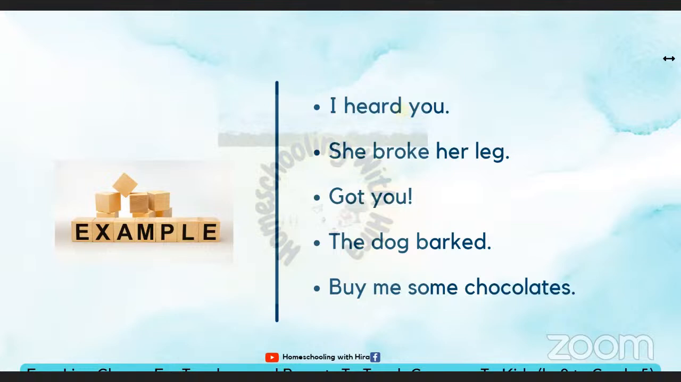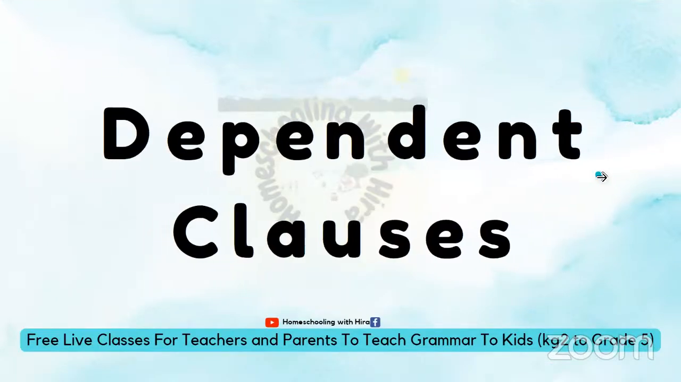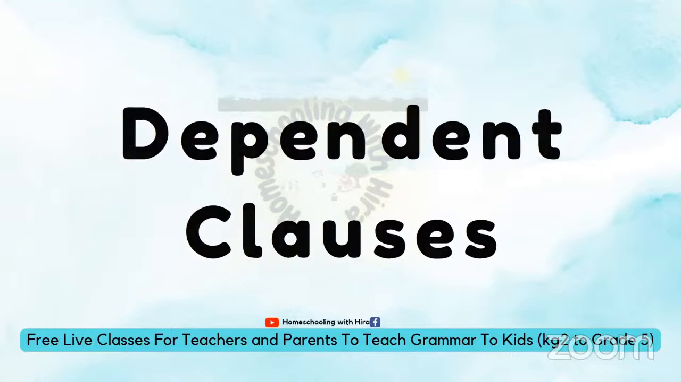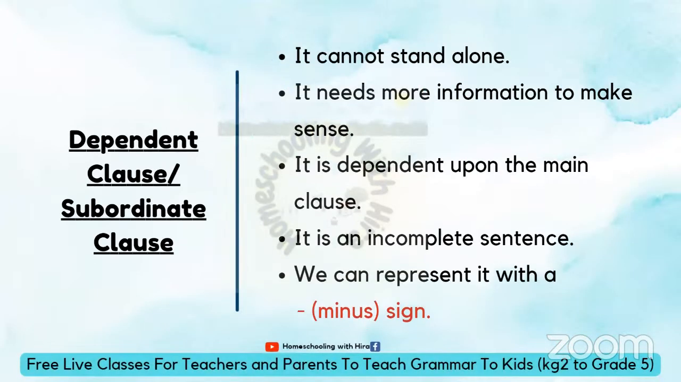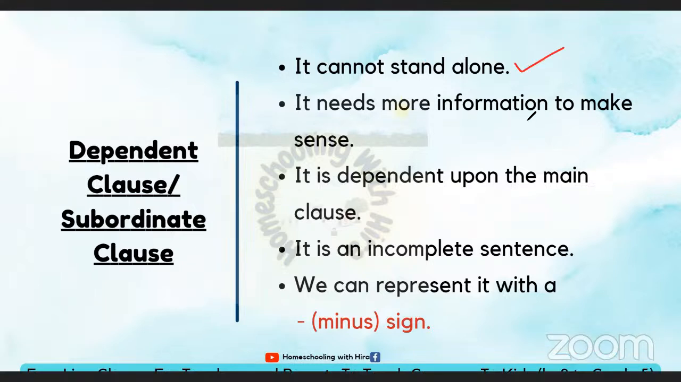Now, let's see dependent clauses, and then we will merge them together. What is a dependent clause? A dependent clause cannot stand alone, right? Like the independent one. It needs more information to make sense. It is dependent upon the main clause. It is an incomplete sentence, right? We can represent it with a minus sign, okay? A negative sign like this. It's just opposite, okay? Opposite to the main clause.